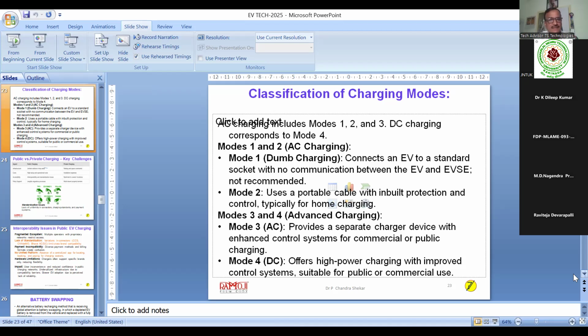Modes 3 and 4 are called advanced charging systems. They provide a separate charger device with enhanced controls for commercial or public charging systems. That means there is a separate unit that you have to install wherever you want to charge. Mode 4 offers high power charging with an improved control system, suitable for public and commercial use. See, as you go deeper inside, there are a lot of techniques involved in EV vehicles also.